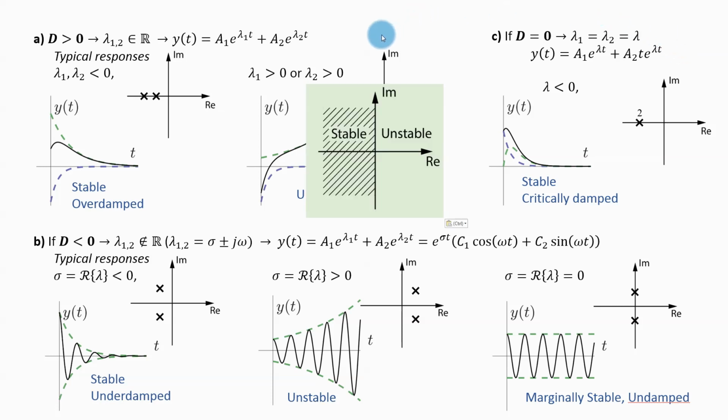So to judge the stability of your system, all you need to do is to get the roots of your characteristic equation. If their real part is negative, they fall on the left-hand side of the complex plane and the system is stable. If their real part is positive, they fall on the right-hand side of the complex plane and the system is unstable. If the roots fall on the imaginary axis, the system is marginally stable.